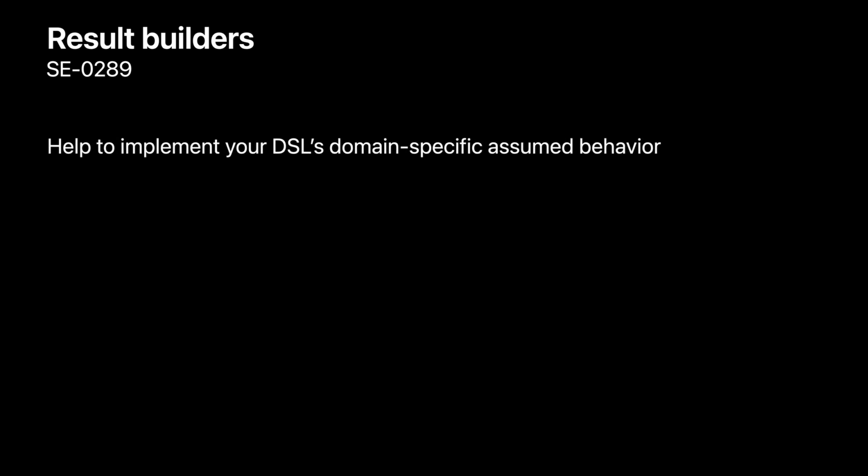Result builders are used to gather up the values created in your DSL and stitch them together into whatever data structure your language wants them in. They're a bit like property wrappers in that you declare a special type, and then you can use that type as an attribute. Specifically, you can apply a result builder to pretty much any function body with a return value, like a function or method, the getter of a computed property, or a closure.